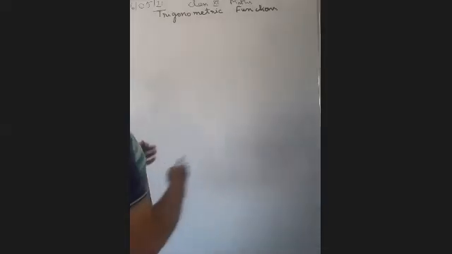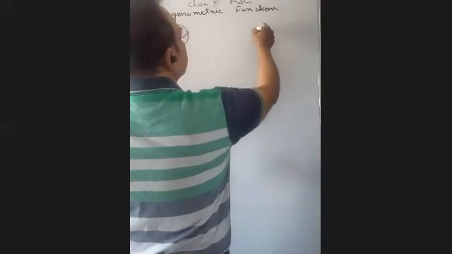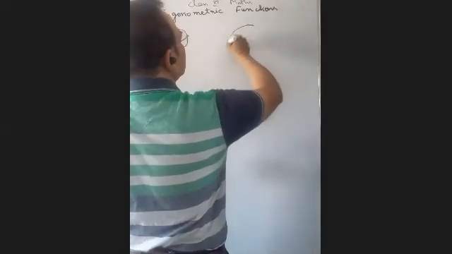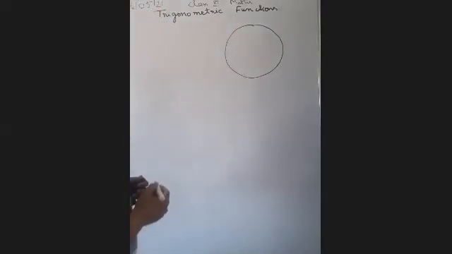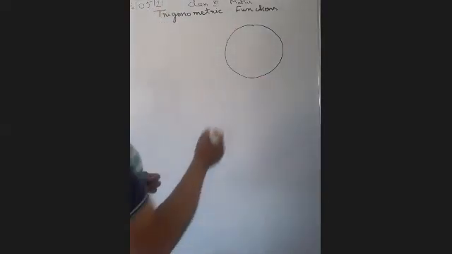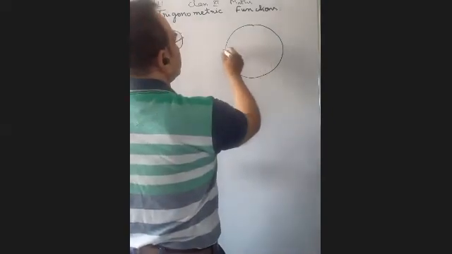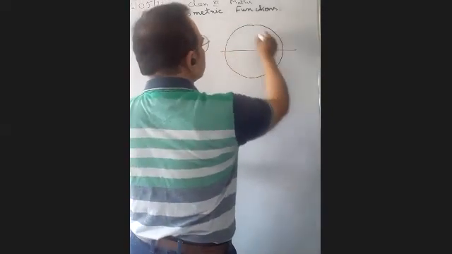I'm taking the second exercise. But yesterday I told you about taking a unit circle. What is the meaning of unit circle? A circle which has radius 1 unit. That is known as a unit circle.